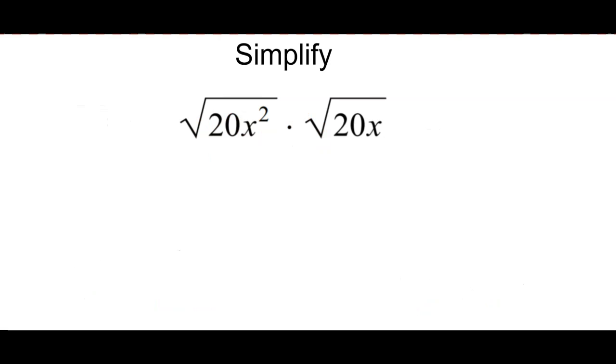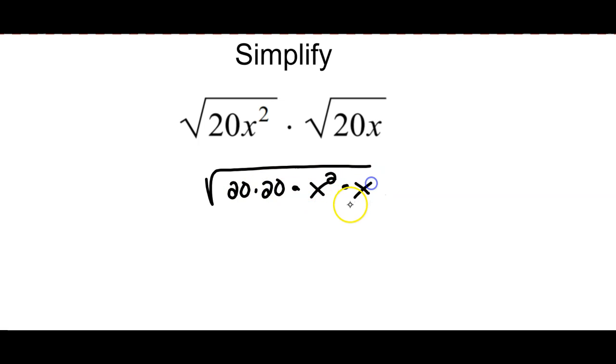So let's try out some other examples here using these properties. If I want to take the square root of 20x squared times the square root of 20x, how can I rewrite this? Well, since it's both to the same root, they're both 2's, I can say this is the same thing as the square root of 20 times 20 times x squared times x. I'm just lining these up the way I want to multiply them. And so you could say that's the same thing as 400 times x cubed.